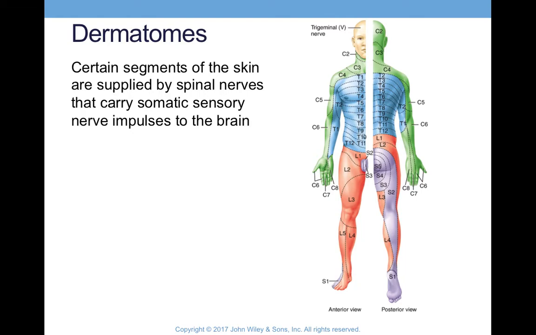Dermatomes are segments of skin that are supplied by spinal nerves that carry somatic sensory nerve impulses to the brain. You do not need to memorize this image or this chart, but you do need to be able to interpret this mapping. If we say that there has been damage to thoracic nerve 1, you would then be able to say that loss of somatic sensory impulses would happen in the medial aspect of the upper limb.